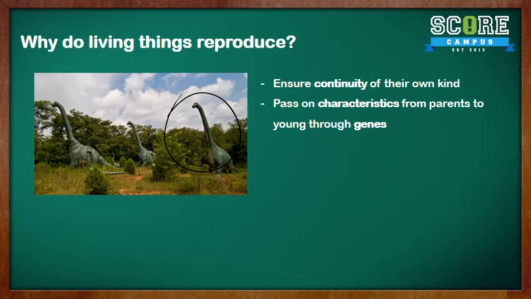Some characteristics that are passed on in humans are blood type, type of hair, color of eyes, color of skin, etc. There are many more. Characteristics that are passed on in plants include taste of fruits, presence of seeds, shape of leaves, and again, there are many more characteristics that are passed on.